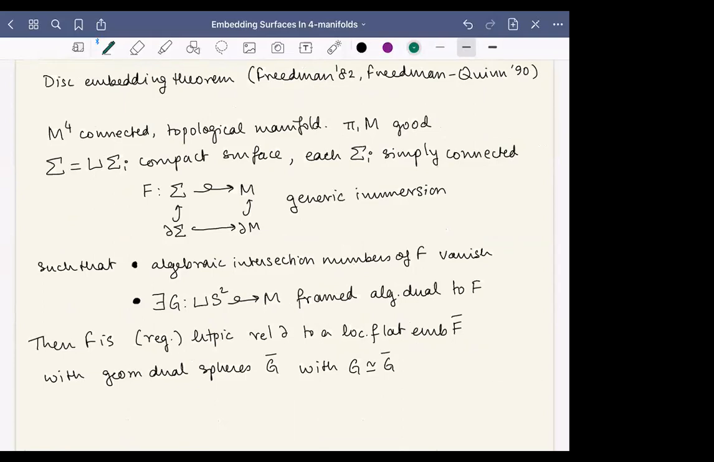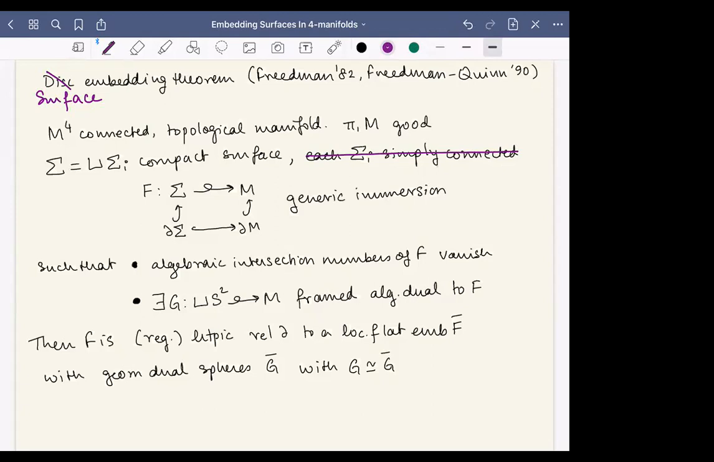Okay. So this is the disk embedding theorem. I would like to upgrade it to the surface embedding theorem. The point is that I can get rid of some of these hypotheses. That's the main point. I still have this requirement of the good fundamental group that's a hallmark of the Freedman and Quinn world. However, I can get rid of this. I no longer need to require that each sigma i is simply connected.